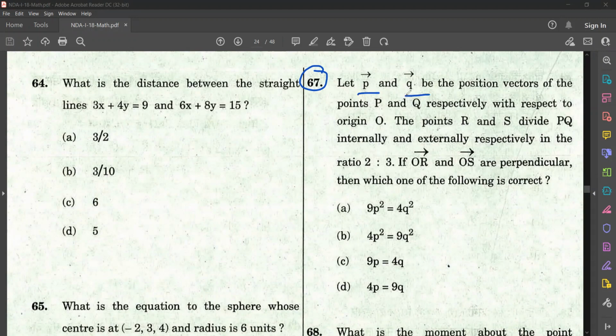Let P and Q be the position vectors of the points P and Q respectively with respect to origin O. The points R and S divide PQ internally and externally, respectively in the ratio 2:3. If OR and OS are perpendicular, then which one of the following is correct? Please try, all of you. A little bit lengthy question, but easy.